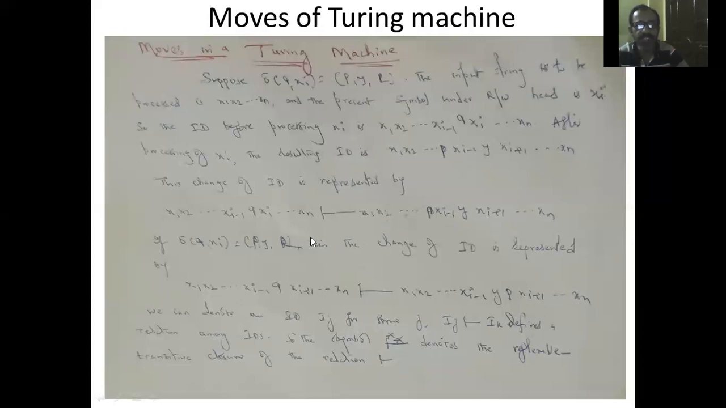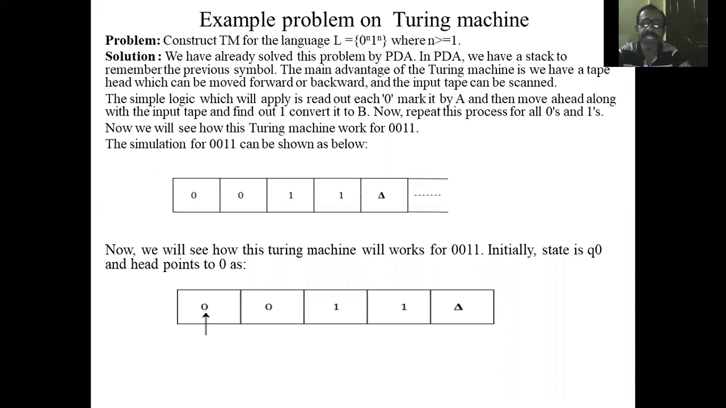Suppose you instruct the machine to move right by one cell, then Xi is replaced with Y, and the head may be moved right by one unit or left by one unit. Based on the requirement and the nature of the problem, we can do the operation. So here I'm taking one simple example.